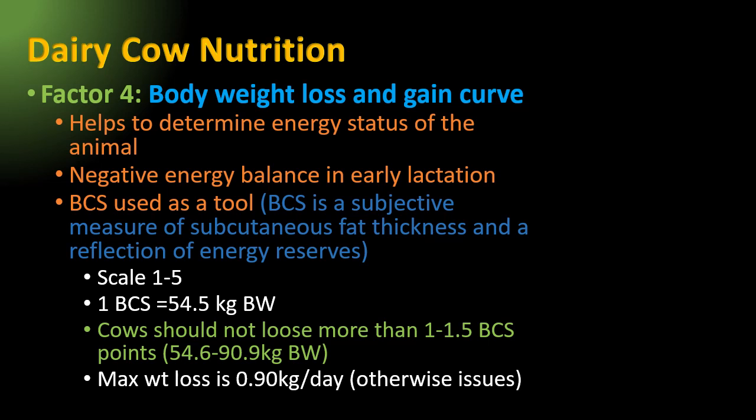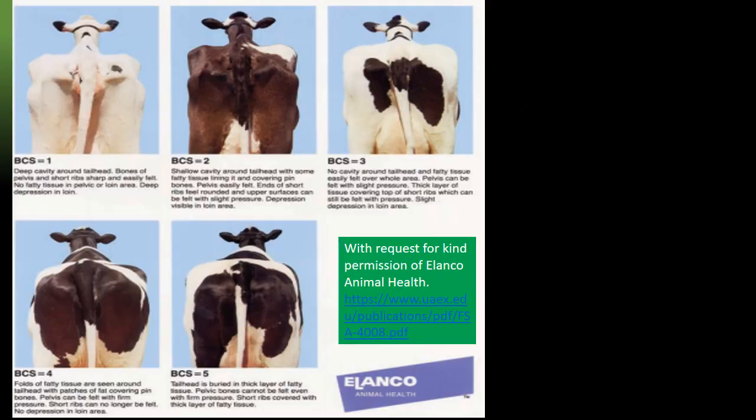These photographs are from Elanco. This shows the spectrum of condition scores of cows and how cows can lose weight and also gain weight. Cows with proper body condition are less likely to have problems at calving. The goal is for cows not to lose more than one condition score after calving.